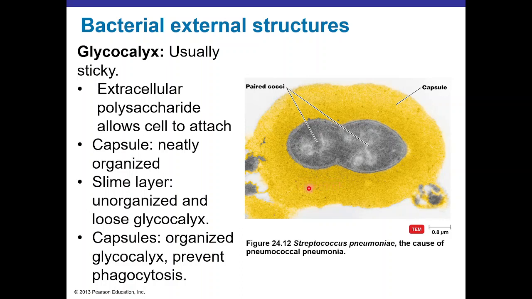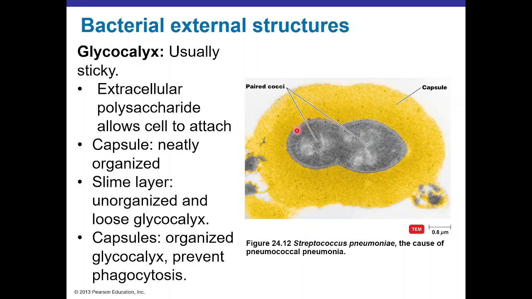So this is an example of a coating of bacteria made out of glycocalyx. Now, glycocalyx can be subdivided into two different types. It can be a capsule if the glycocalyx is neatly organized and compactly packed, the polysaccharides, or it can be a slime layer if the glycocalyx is unorganized and loosely connected. Now, the function of the capsules, the organized glycocalyx, is to prevent phagocytosis.